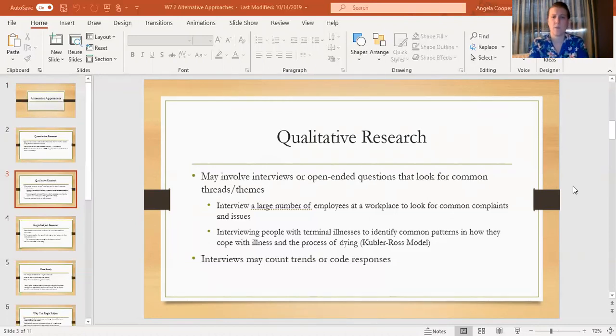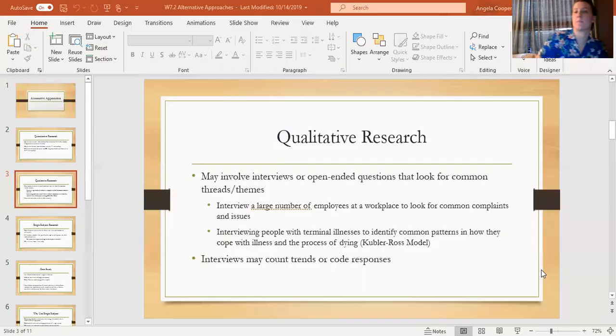We have a lot of different examples here. Interviewing a large number of employees to look for common complaints and issues. You can't really provide the complaints that employees have; it's better if they give them to you. There might be things that you don't know. That's the interesting thing about qualitative research. There could be responses that you, the researcher, didn't even think of.